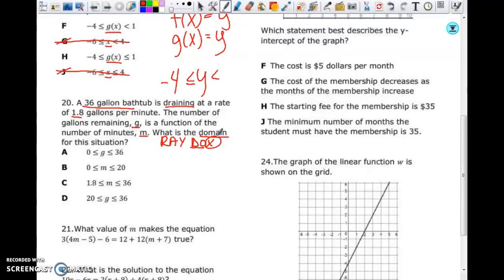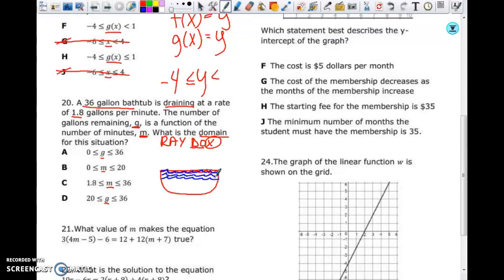Okay, so if you notice, we're no longer just talking about x or y. We're now talking about gallons and minutes. So let's think about this. We have this bathtub. I'm trying to draw a little bathtub right here, and it has water. Maybe I should do that in blue. There's 36 gallons, and slowly it's draining. So slowly it's going to go down, very slowly each time. So we have to figure out which one is the x, which one is the y.